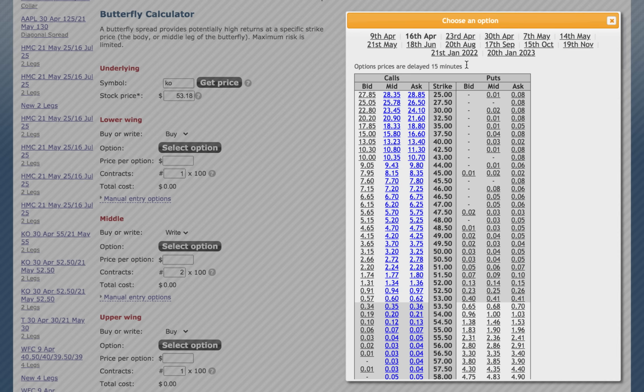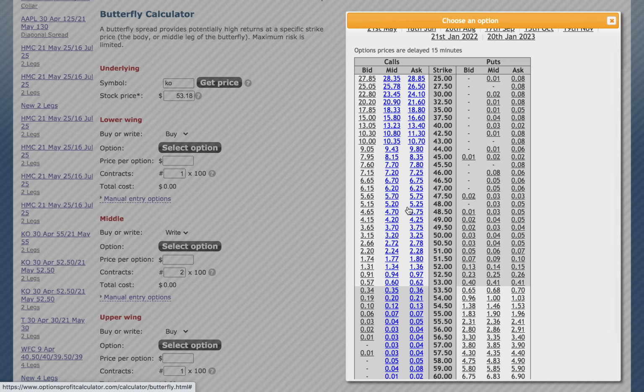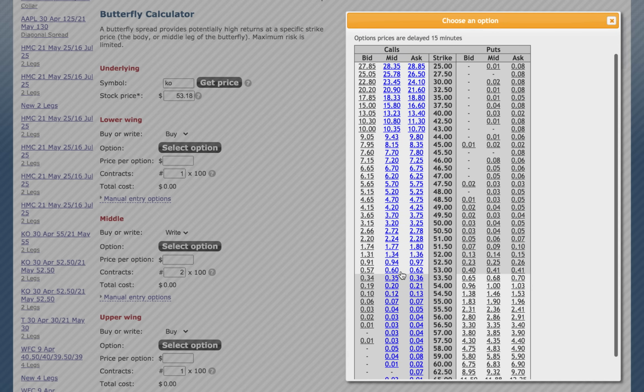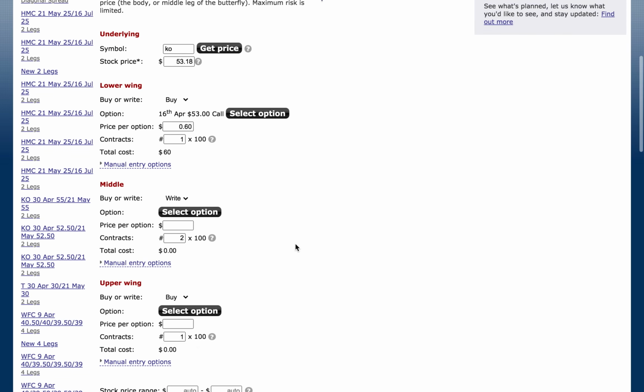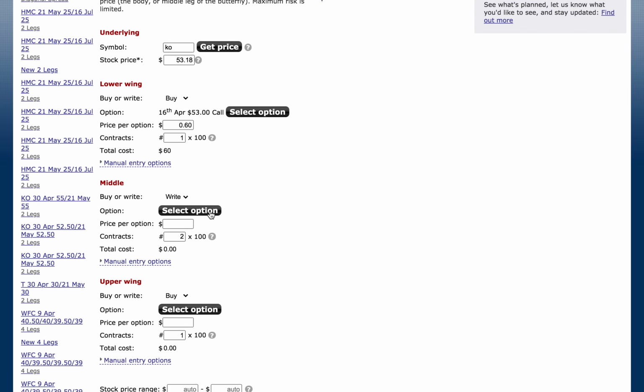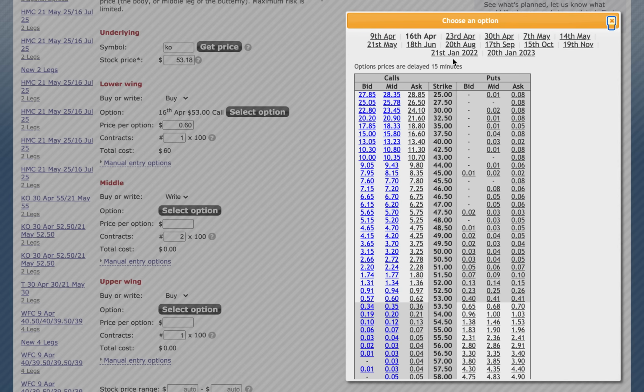And then remember, calls are on the left, puts are on the right. This is the long call butterfly spread, so we're interested in calls. So remember, we bought the call here at the 53 strike, so right there. Then we're going to write or sell our 2 calls here. Again, make sure the expiration date is correct.